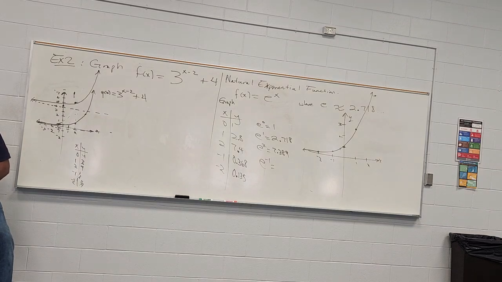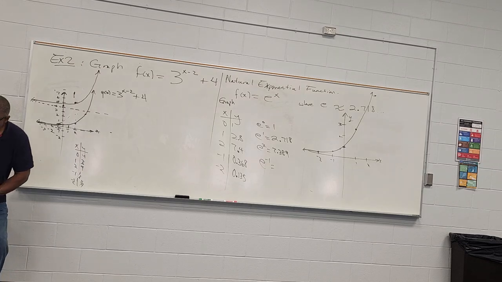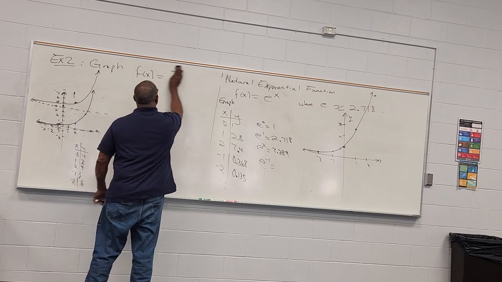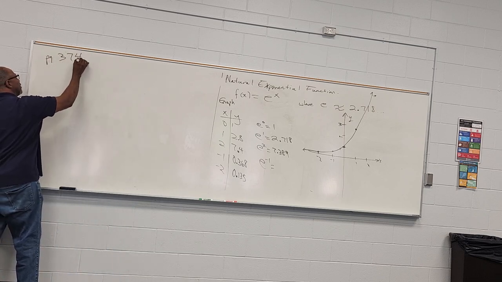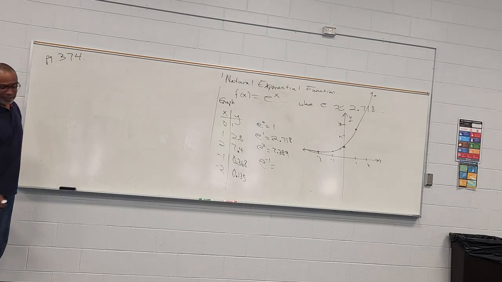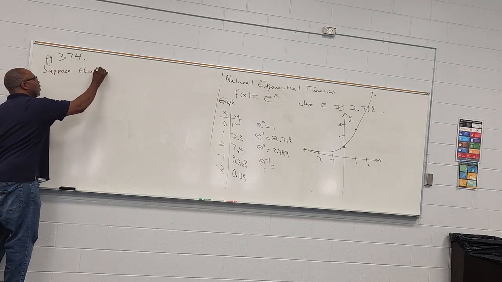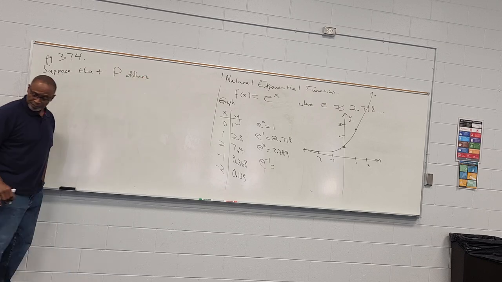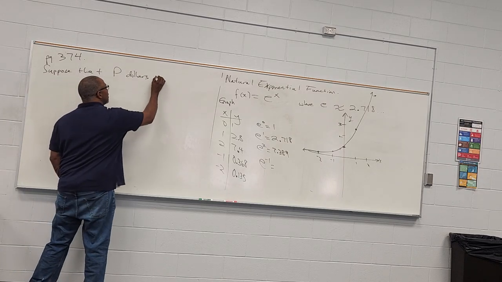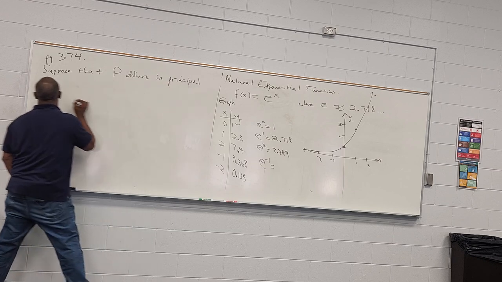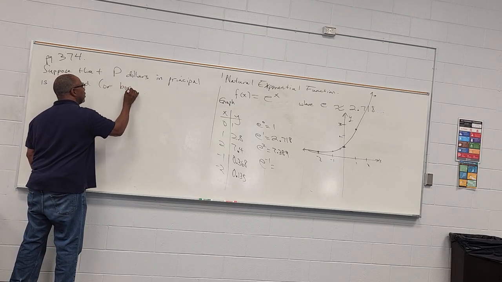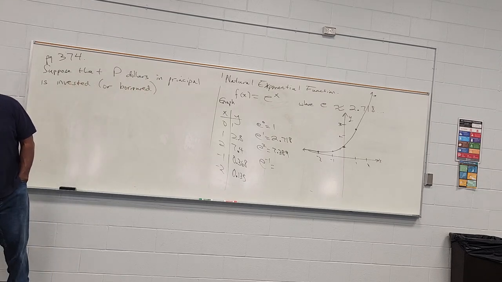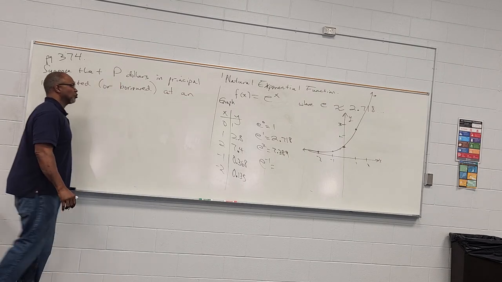The next thing is using exponential functions to calculate compound interest. So that's on page 374. Again, make sure you've read all this. They say, suppose that $P in principal is invested, or borrowed, at an annual interest rate R for 2 years.